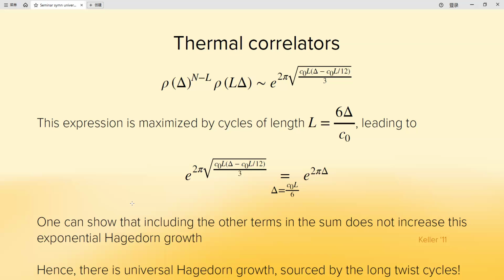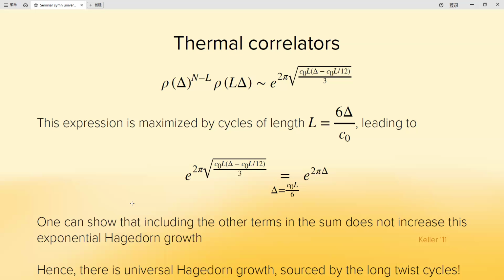Now remember that we only looked at one choice for G and H. In principle, you have to sum over all of them, or not in principle, you really have to sum over all of them. But what was shown in the paper by Christoph Keller is that including the other terms in the sum does not increase this exponential Hagedorn behavior. And so we found universal Hagedorn growth in the symmetric product orbifold, regardless of the seed theory. And we can understand this Hagedorn growth as coming from the long twist cycles.